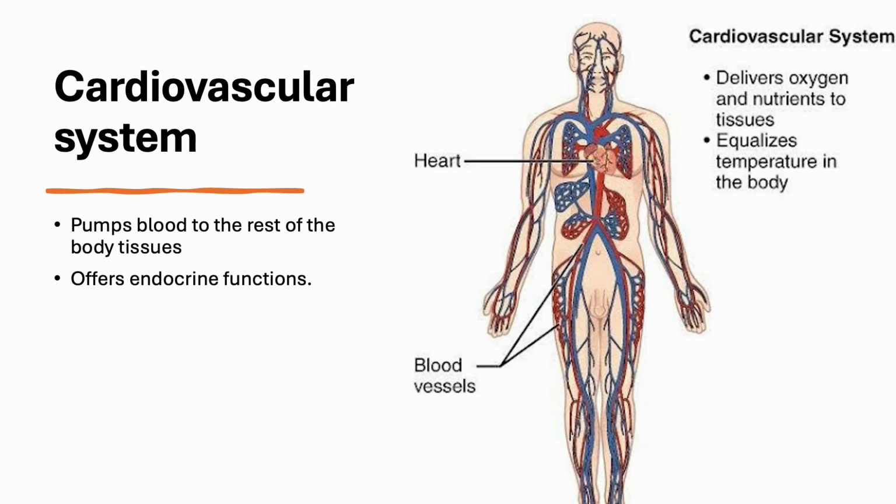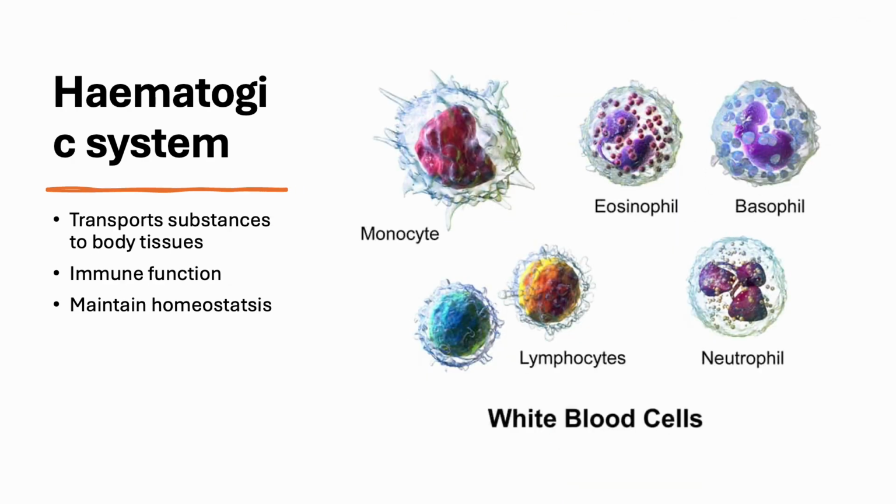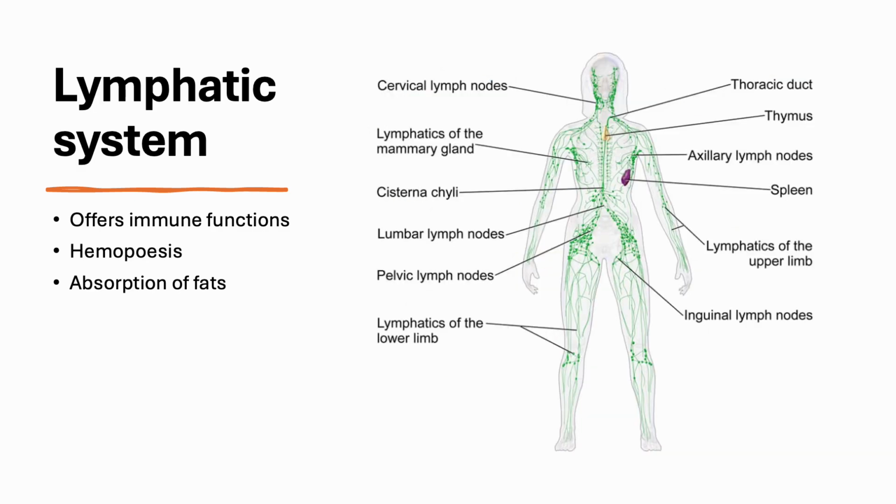The cardiovascular system pumps blood to the rest of the body tissues. It also offers endocrine functions, made up of the heart and blood vessels. Hematology transports substances to and from body tissues, provides immune functions, and also maintains homeostasis, made up of monocytes, eosinophils, basophils, white blood cells, red blood cells, or platelets. The lymphatic system also offers immune function and hemopoiesis, and absorption of fats, made up of cervical lymph nodes, lymphatics of the mammary gland, lumbar lymph nodes, pelvic lymph nodes, lymphatics of the lower limb, and so forth.